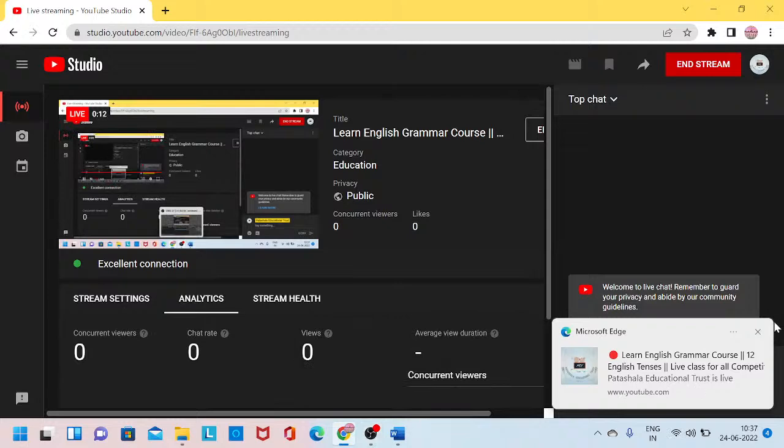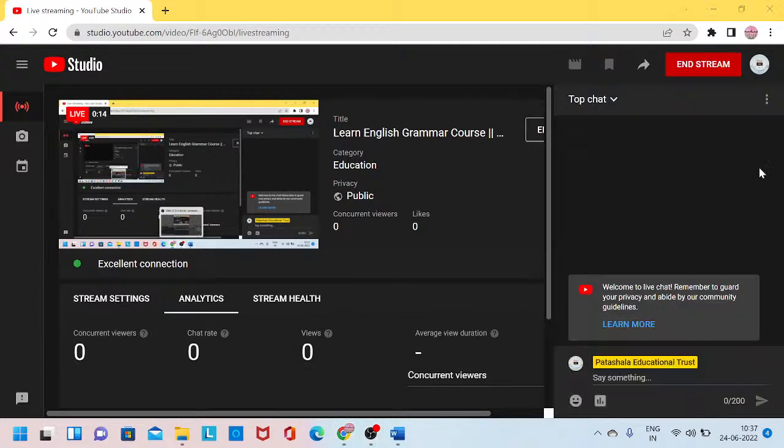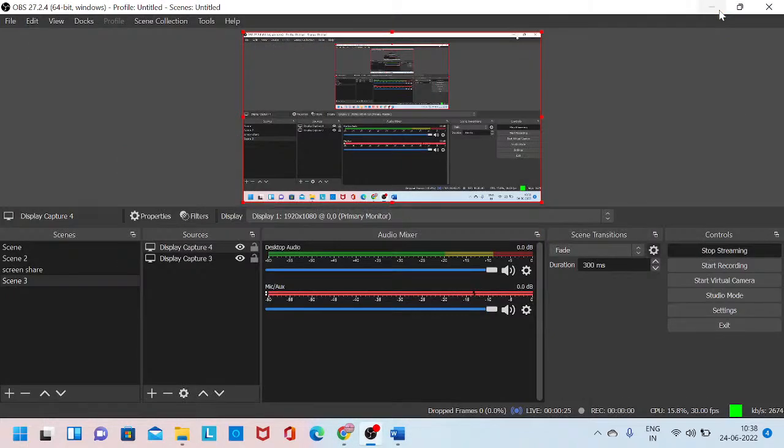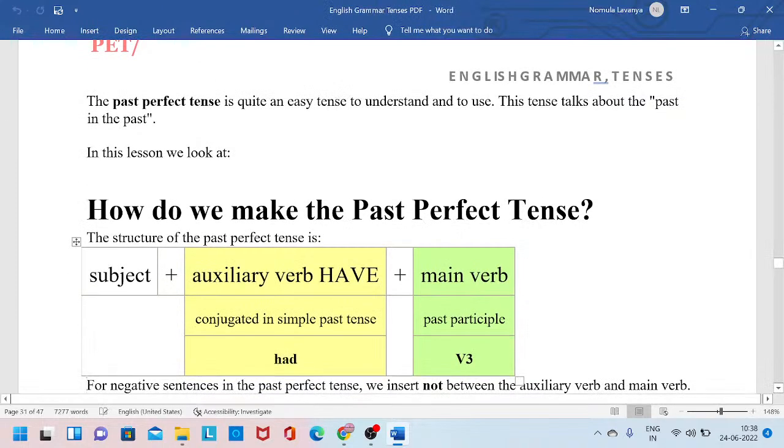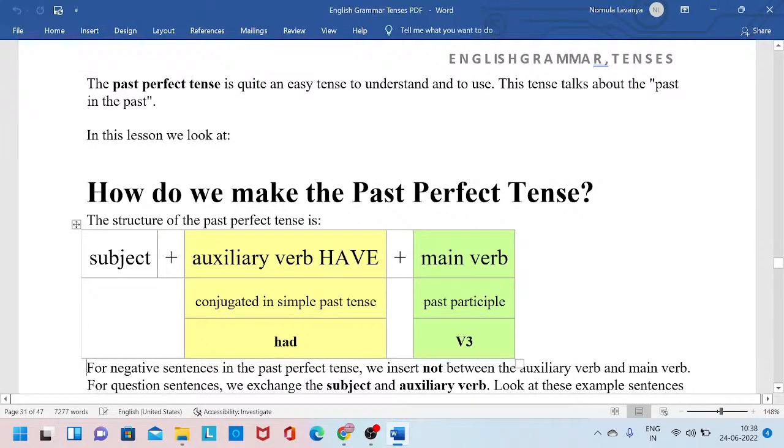So today, what am I teaching? Today we have a topic like last time, which I have done. That is past perfect tense. In the middle of the class, I got a call and I went away, right? So I'm just starting from the same class again, like past perfect tense.